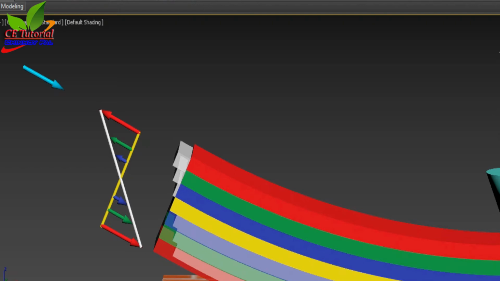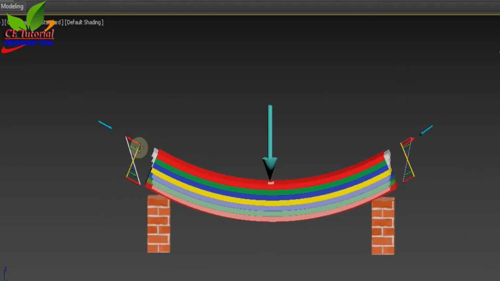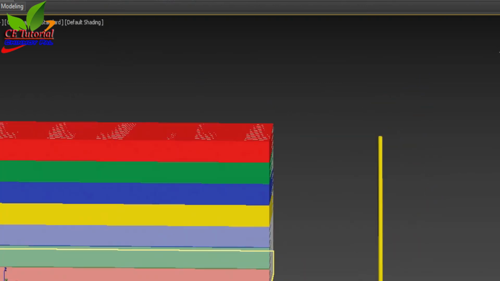Due to strain in the fiber along the longitudinal direction, the stresses are induced. Since this happens due to bending, this is called bending stress. Now take a look at how this bending stress is gradually increasing.